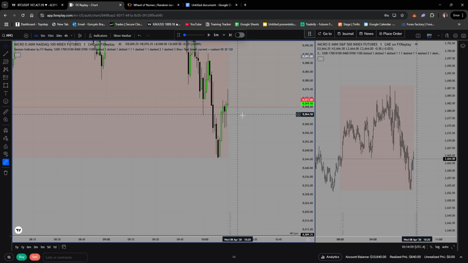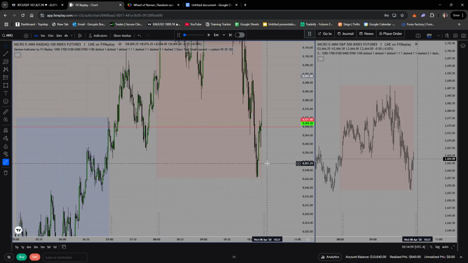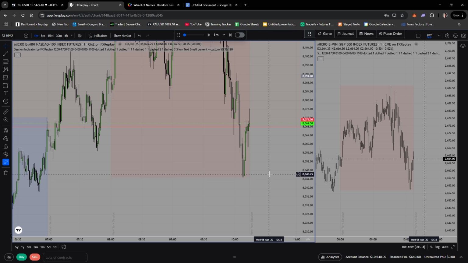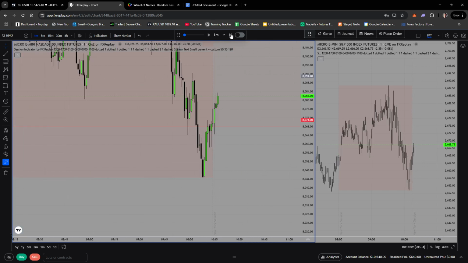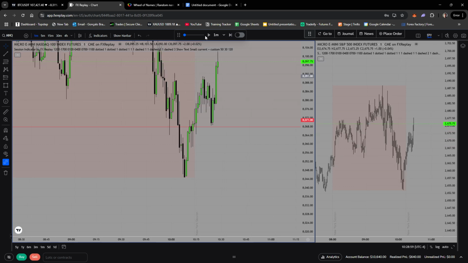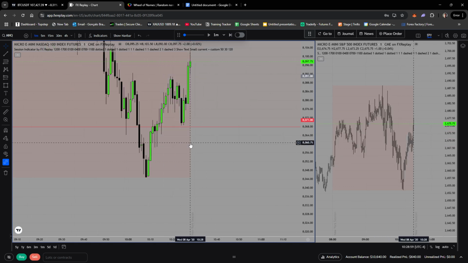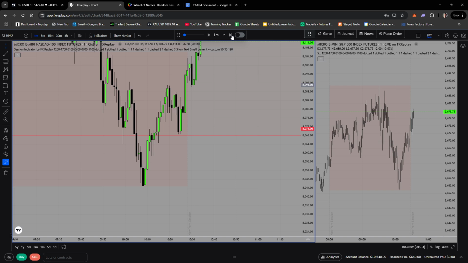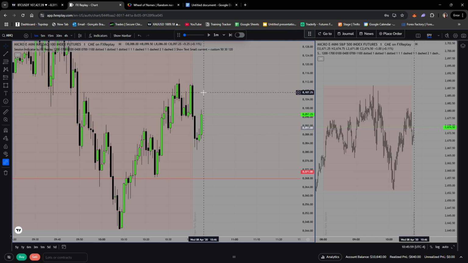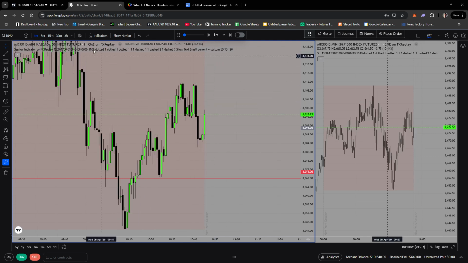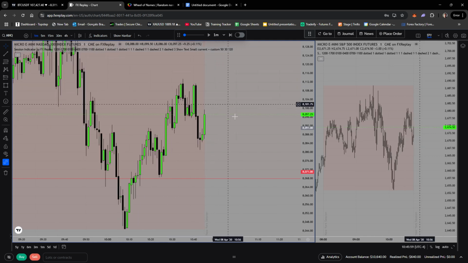Okay, 2 losses. That's unfortunate, to be honest, but yeah, another good trade. I'd take that again as well. So we're going to go to the second AM session, which is 10:45. Okay, we're inside the session now.